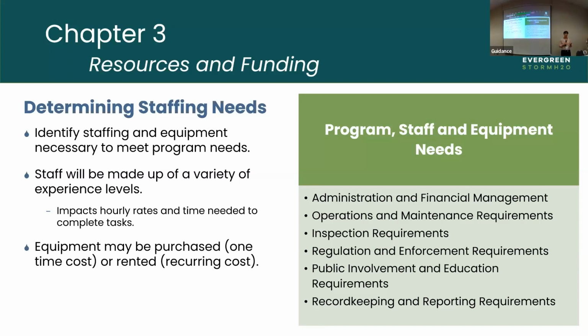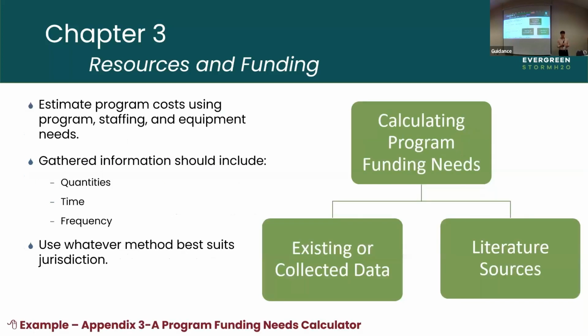And the program, staff, and equipment needs are grouped in our estimator, which I'll talk about on the next slide, in the categories on the graphic on the right-hand side. So we've grouped them into administration and financial management, operations and maintenance requirements, inspection requirements, regulation and enforcement requirements, public involvement and education requirements, and record keeping reporting requirements. These were developed with input from our TAC.